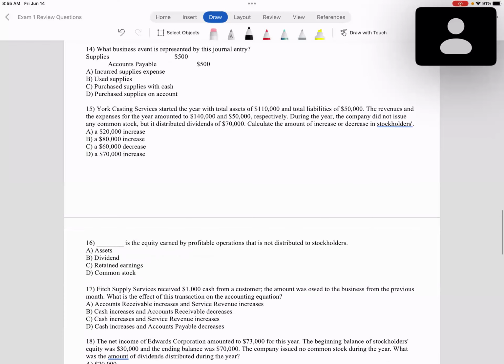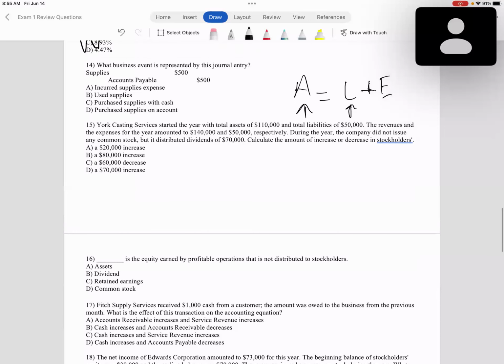That's good news. What business event is presented by the journal entry? Supplies, accounts payable. Our supplies are going up. It's an asset of the company, right? They'll be able to use those supplies in the future. And then accounts payable means we purchased them on account. We didn't pay for them, and so our liabilities would also be going up. We didn't incur an expense, because we didn't consume the supplies. We're increasing the supplies, we didn't use them. Purchase supplies with cash? Nope, we purchased supplies on account.